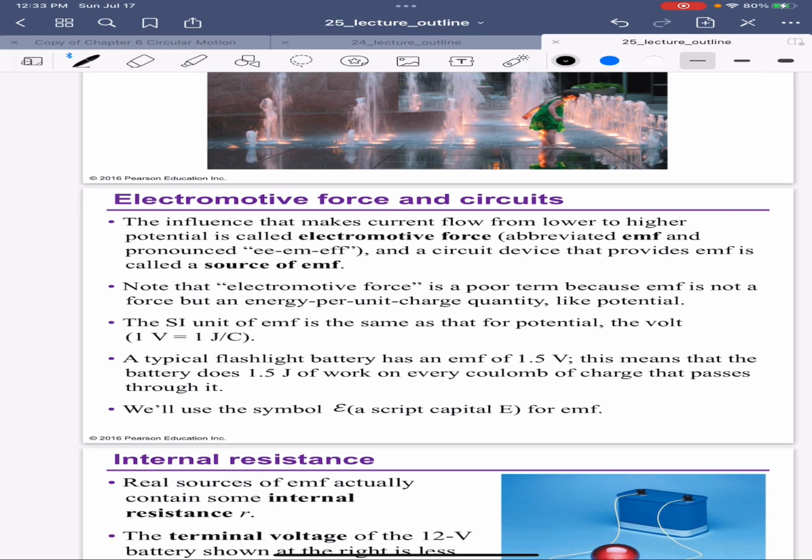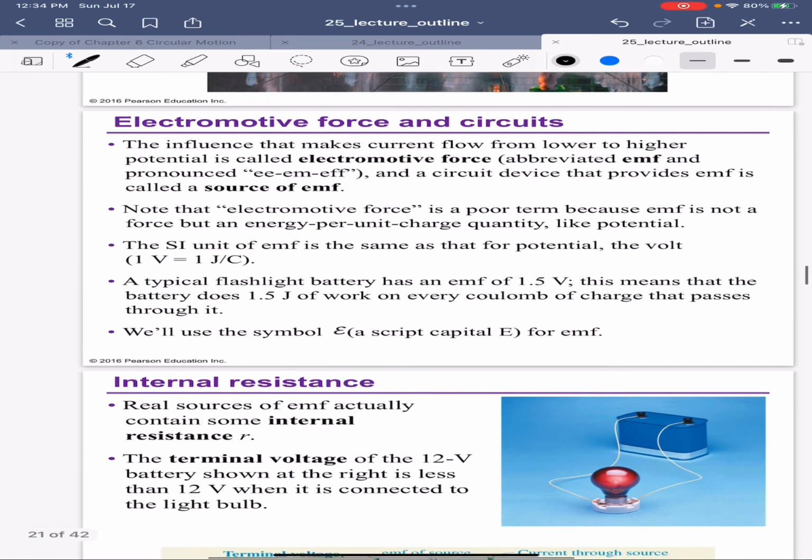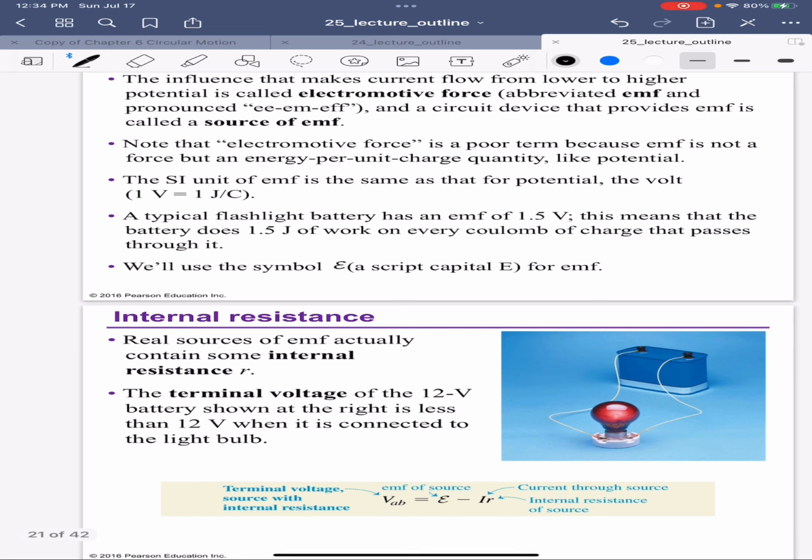Now, a typical flashlight battery has an EMF. All these dry cells that we are using, the AAA or the AA, are all 1.5 volts. That means that the battery does 1.5 joules of work on every coulomb of charge that passes through it. Then it's going to provide the energy for the circuit. We use for it this script capital E for EMF.